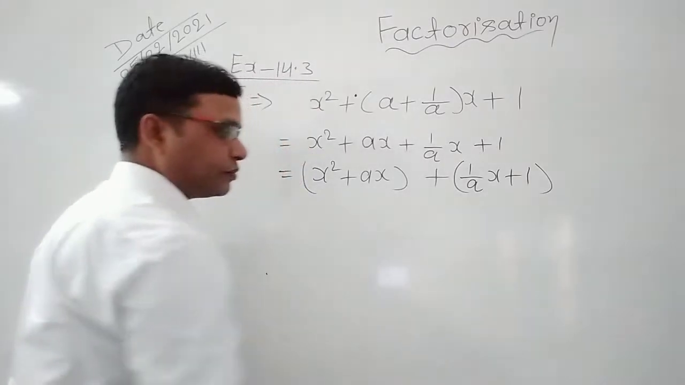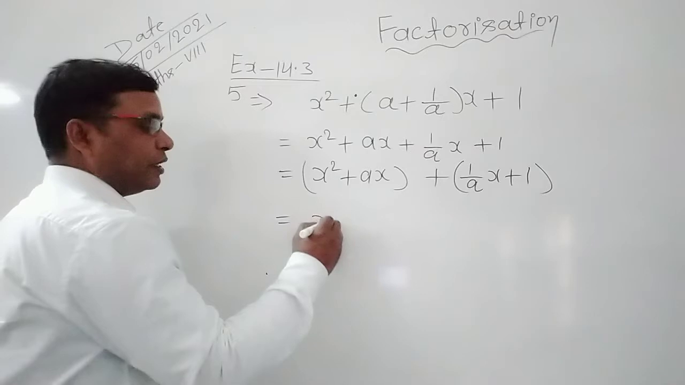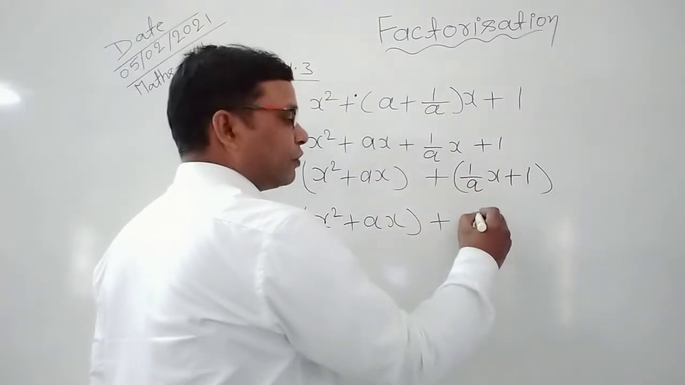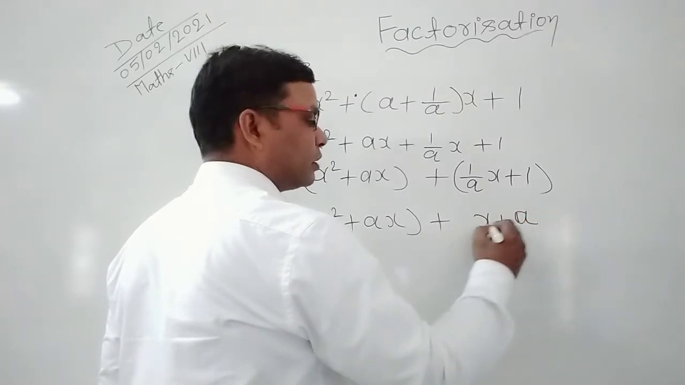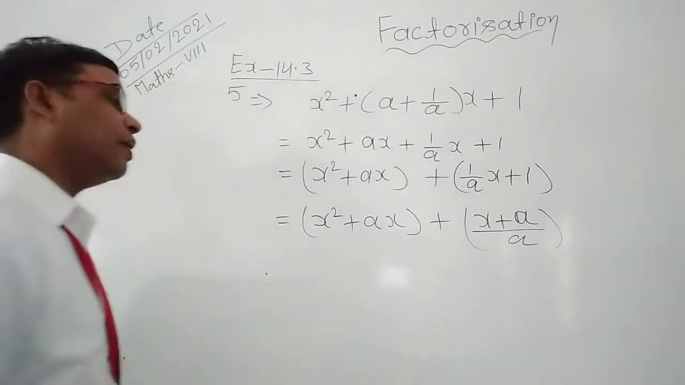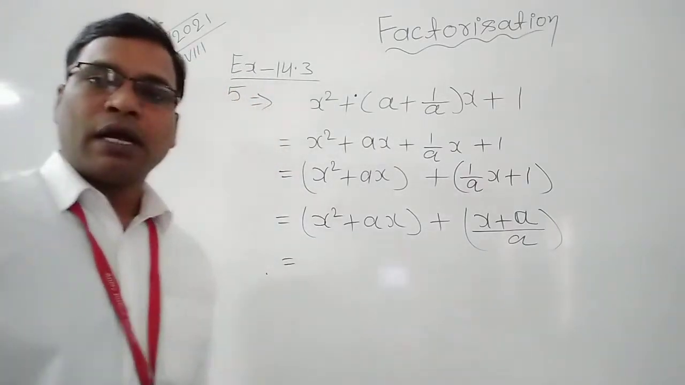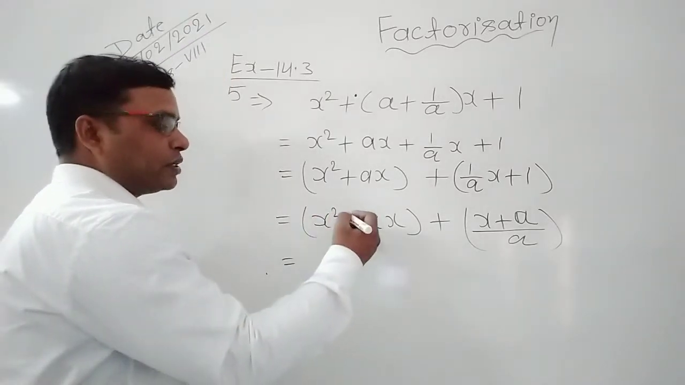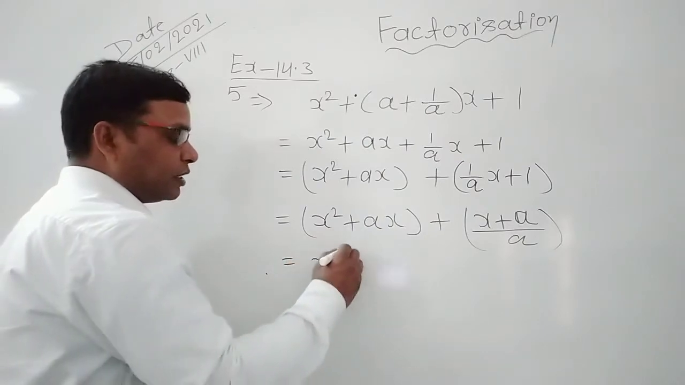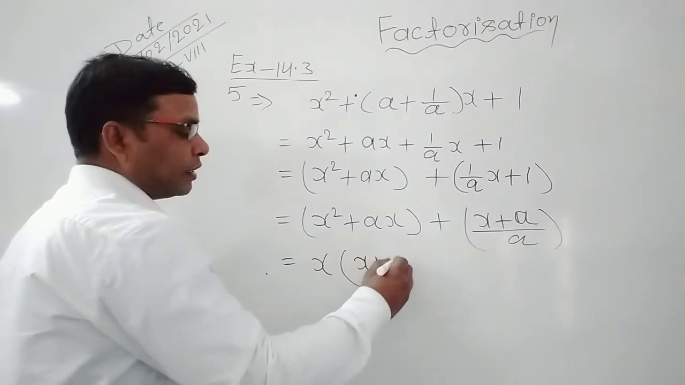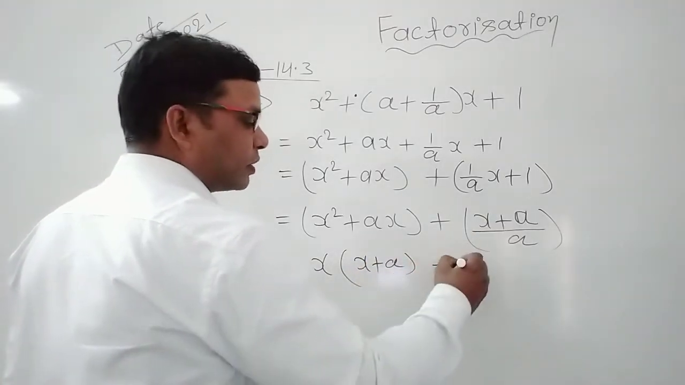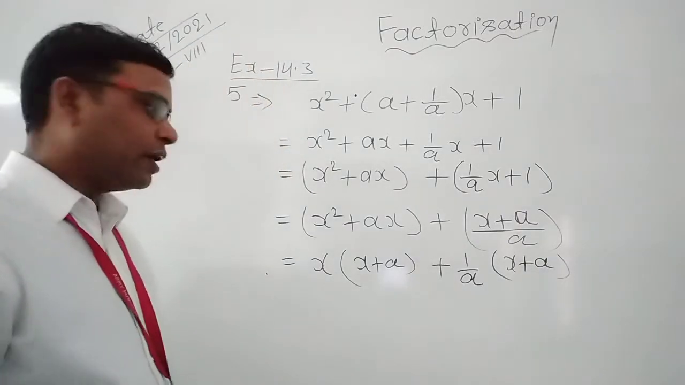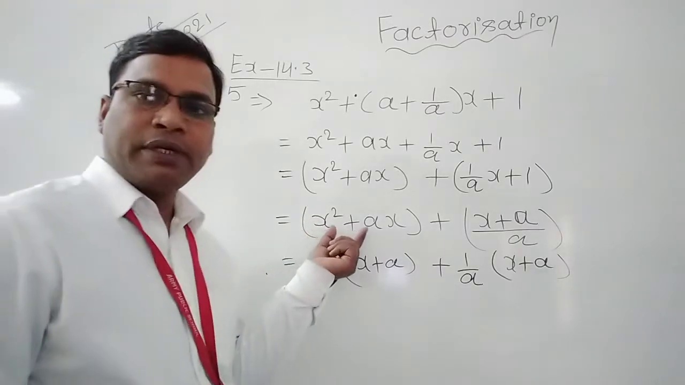Now here we can write x square plus ax plus, here if you take LCM then you get x plus a upon a. This is clear. Now in the first bracket what is common? Obviously you can say x is common in the first bracket. So x square plus ax, here x is common, so if you take x common then we get x plus a. Now in the second bracket what is common? You can see 1 by a is common between them, x plus a. This is clear.